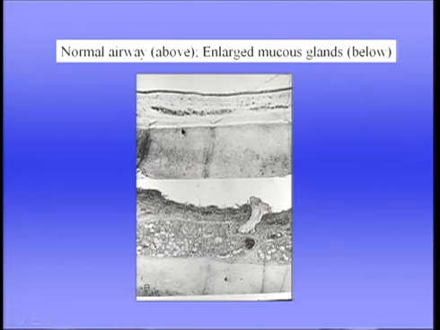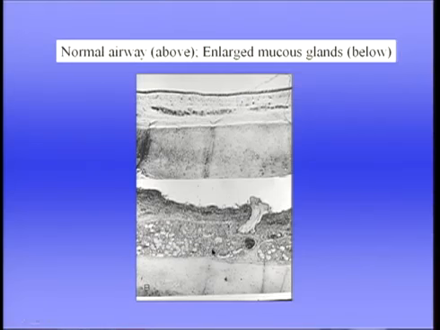But now look what happens in severe bronchitis. Here's an airway from a patient with severe bronchitis. The lumen of the airway is here, and you can see that most of the airway wall is made up of these greatly hypertrophied mucus glands. And here is the cartilage below.